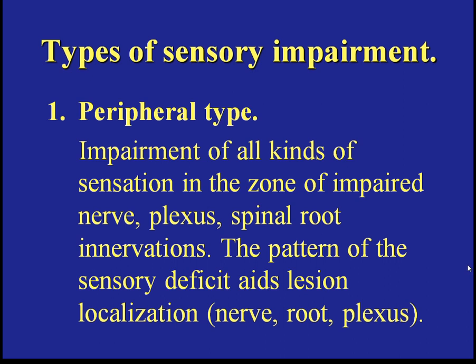And now, please, the next part of our lecture: types of sensory impairment. The peripheral type: impairment of all kinds of sensation in the autonomic zone of an impaired nerve, plexus, or spinal root innervation. The pattern of the sensory deficit aids lesion localization: nerve, root, plexus.